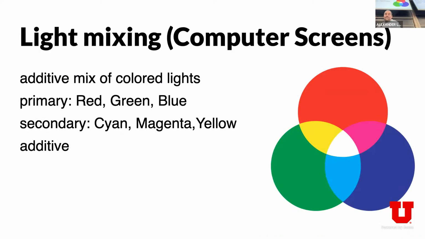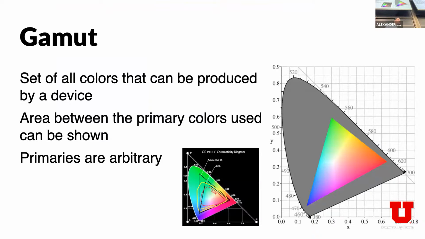Okay. And if you use these primary colors, you span a gamut. And so your computer screen has some specified gamut. The gamut is the set of all colors that can be produced by a device. And that is driven by this triangle of the blue, the red, and the green color. And depending on which screen you have, these could be different, right?